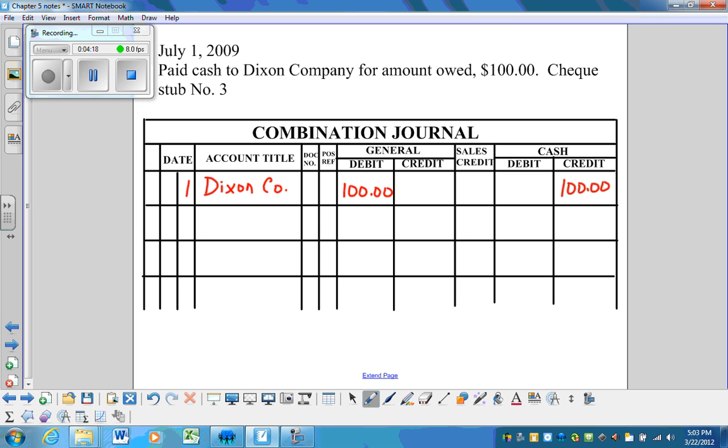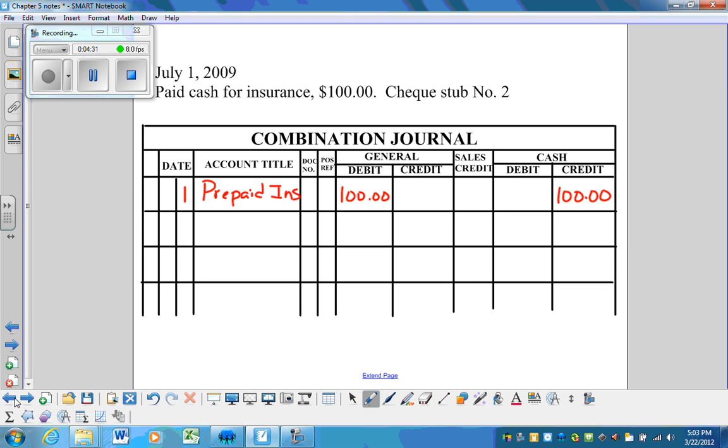And just to give yourself a visual check here, make sure you have a debit and a credit for every one of your transactions. And I need to also put in check stub number 3, C3. I think I might have forgotten to do that on the one over here, so here I would put C2. And for now, the post-reference column is going to remain blank because you'll be posting eventually, but we haven't got to that part yet.